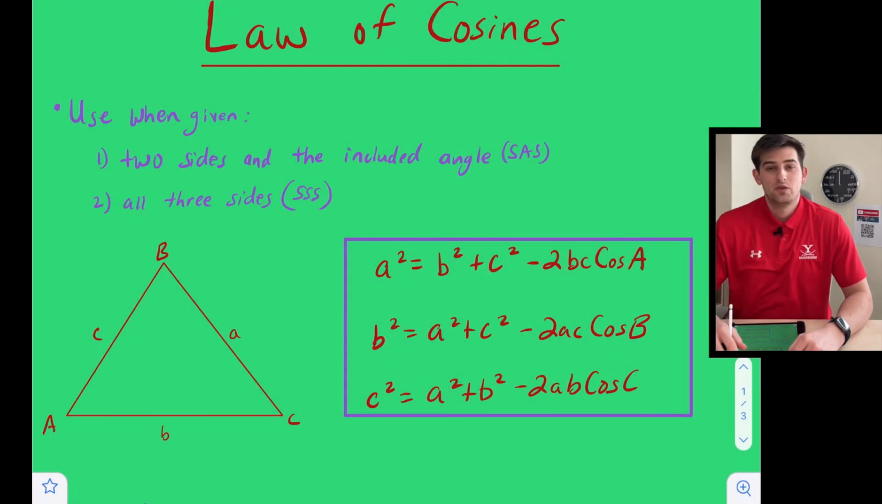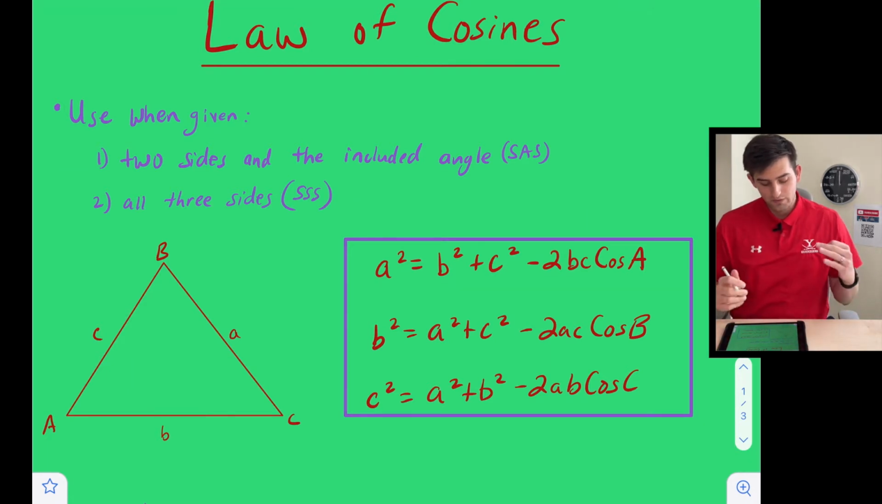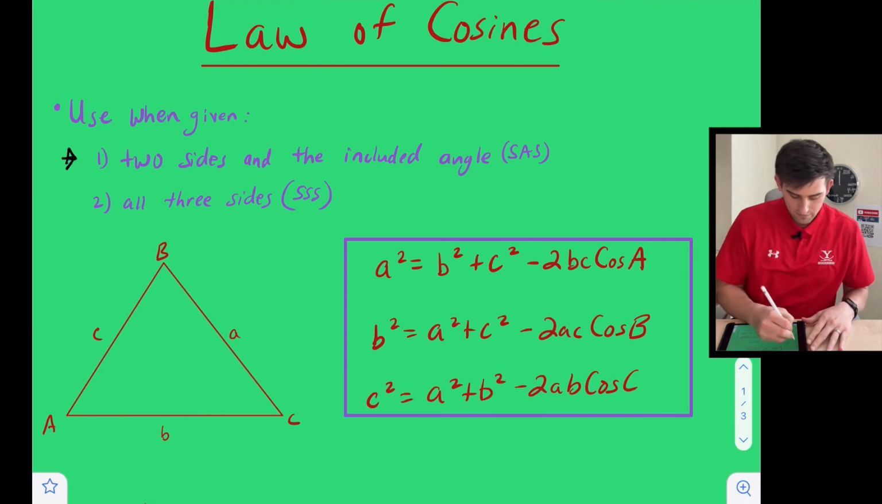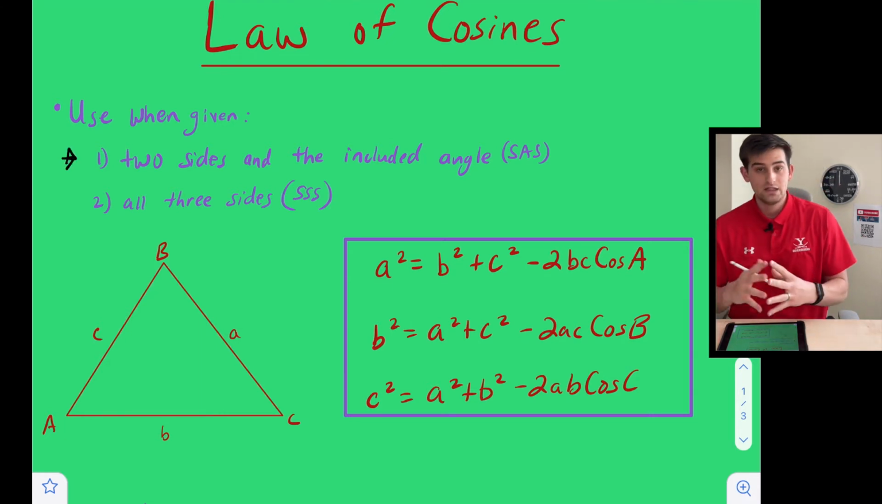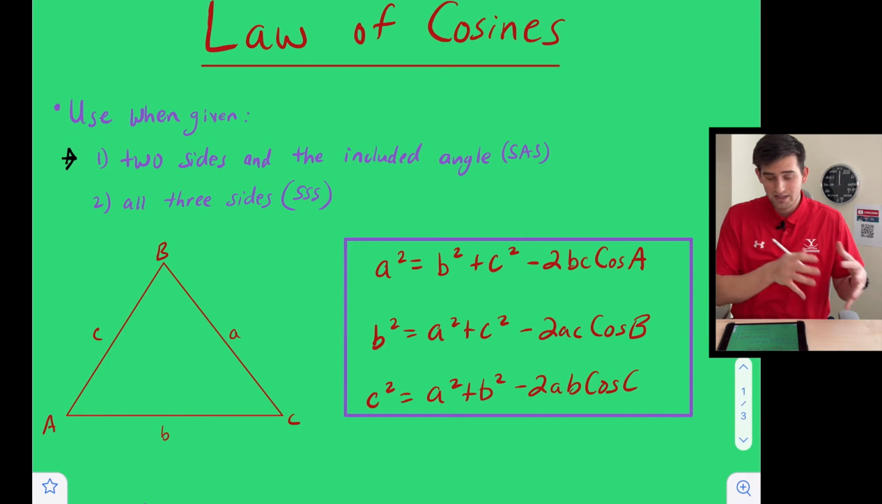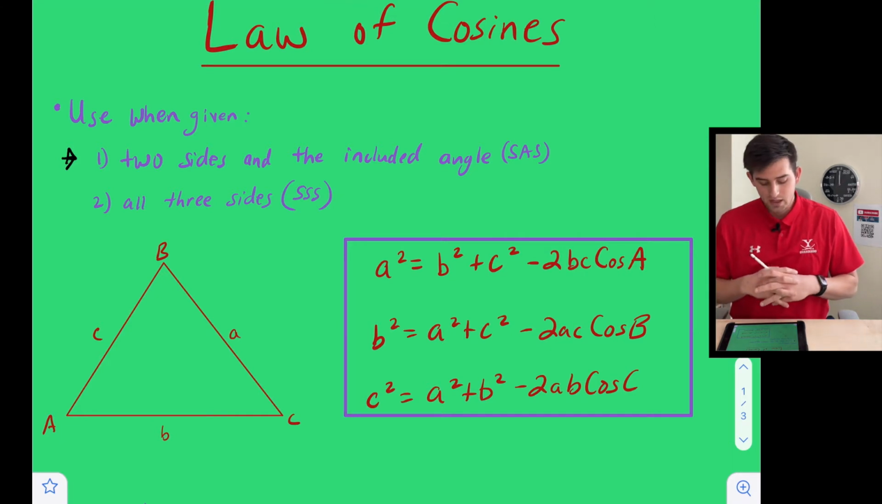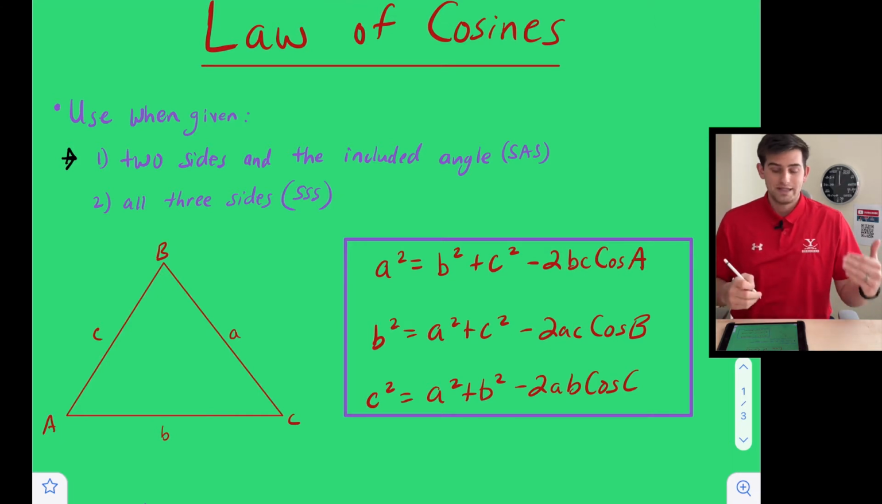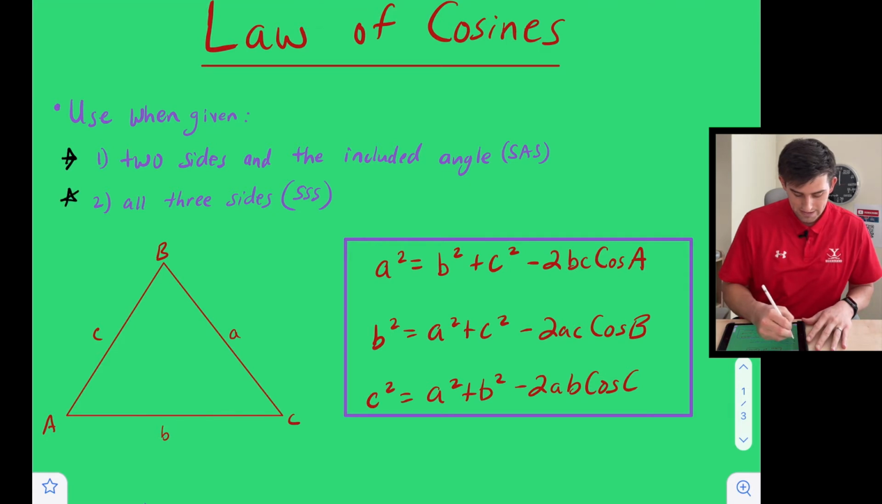Hello everyone, in this video we're going to talk about the law of cosines and how we can use this law to solve any triangle. So we can use the law of cosines in one of two cases: when we have two sides and the included angle, so that would be side, angle, side, or when we have all three side measures, and that would be side, side, side.